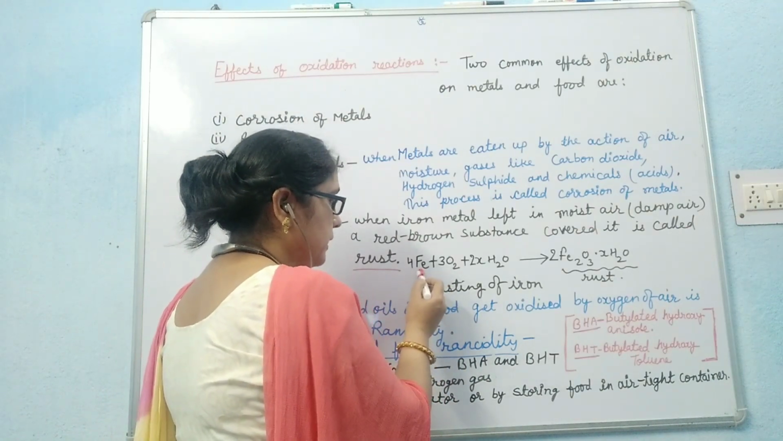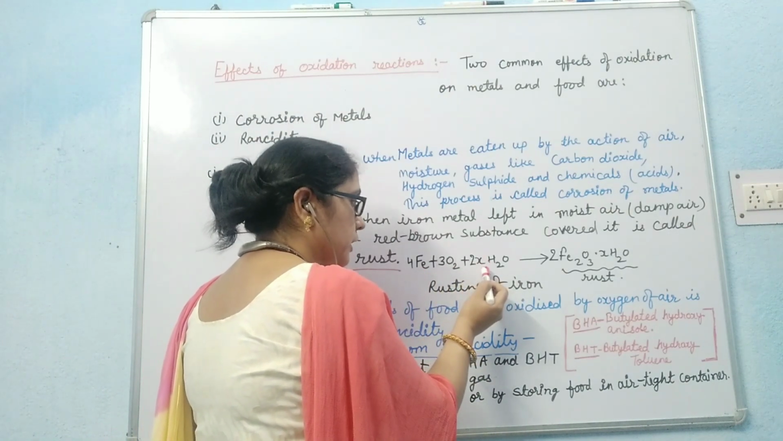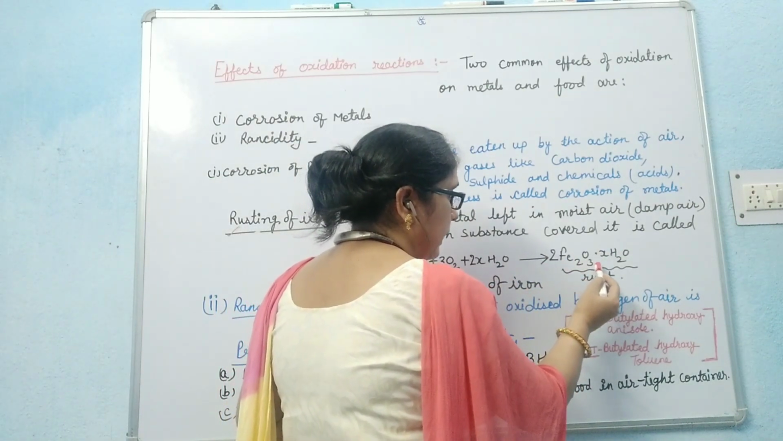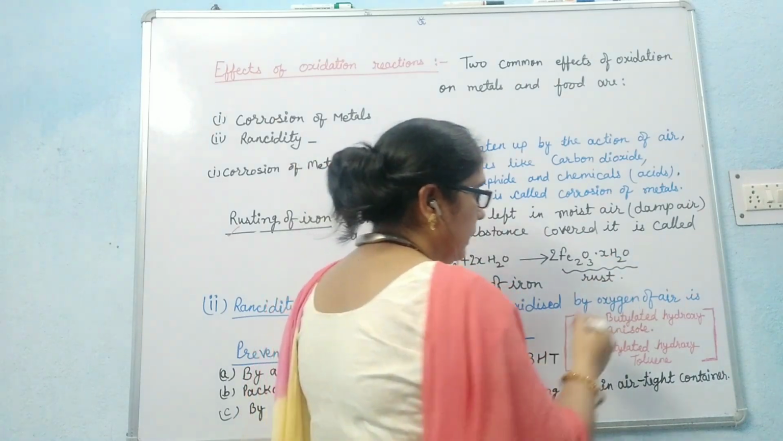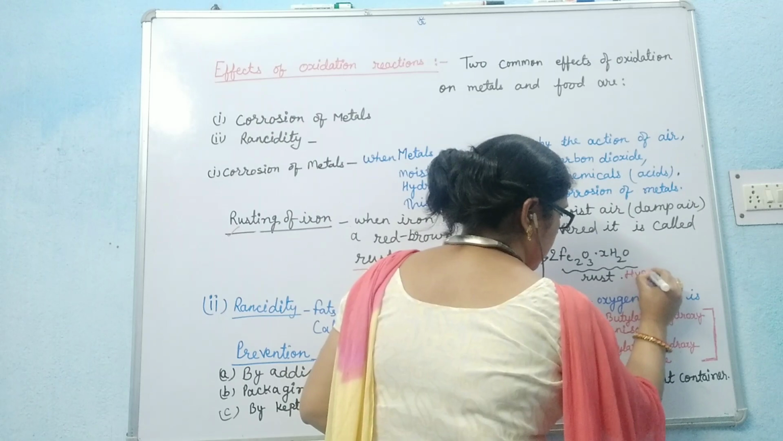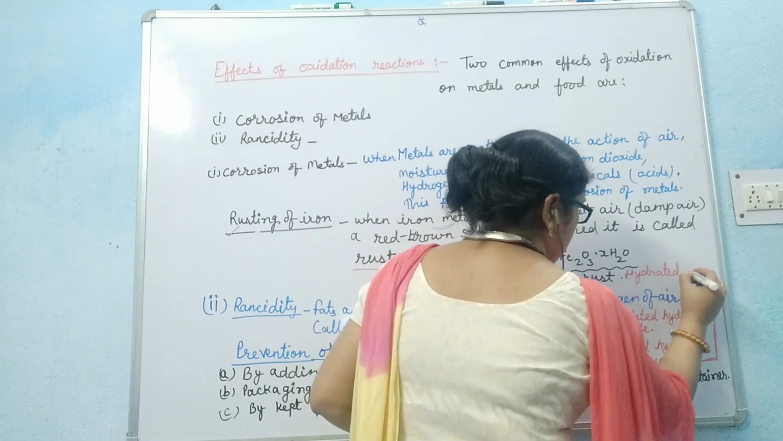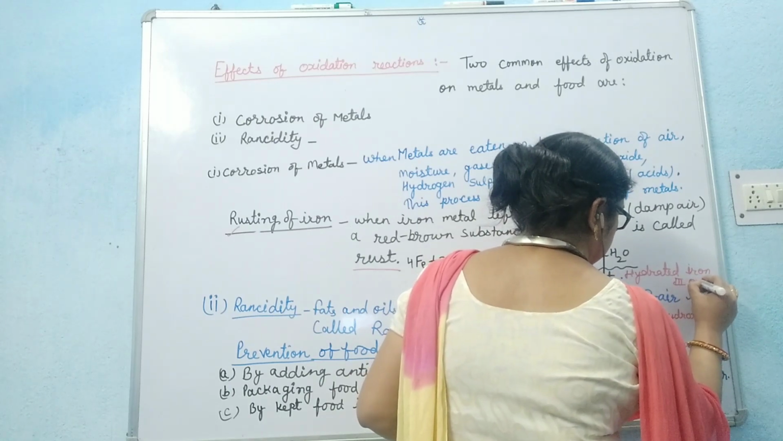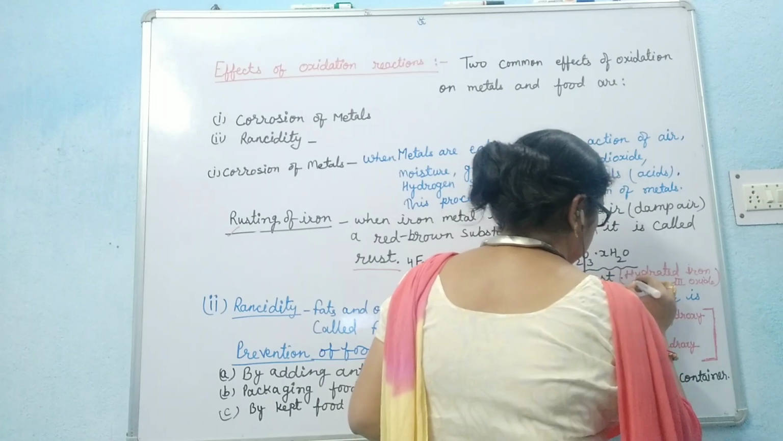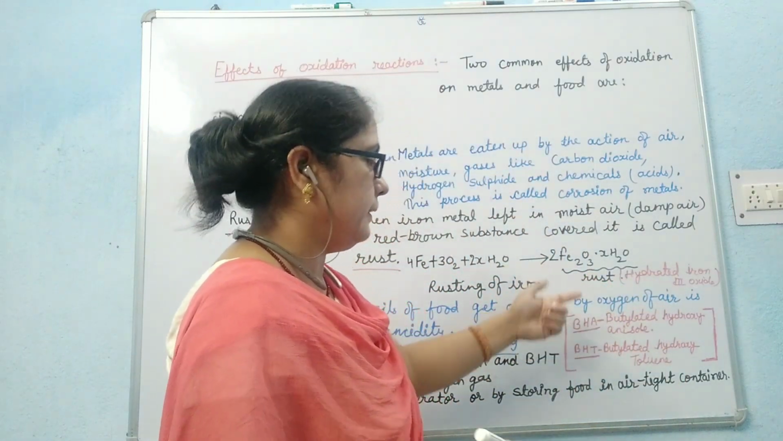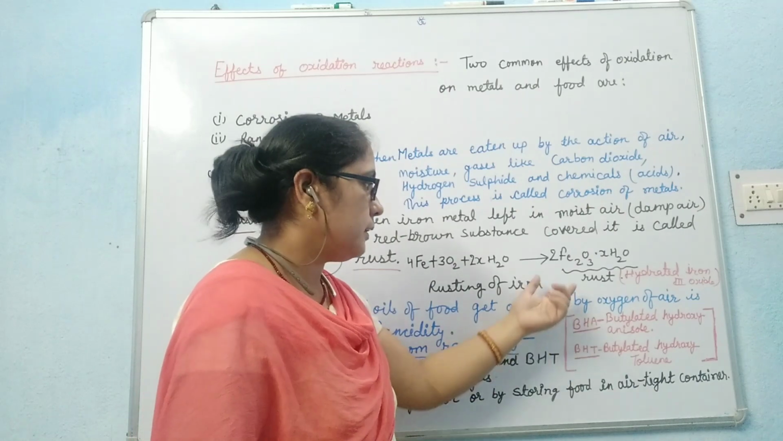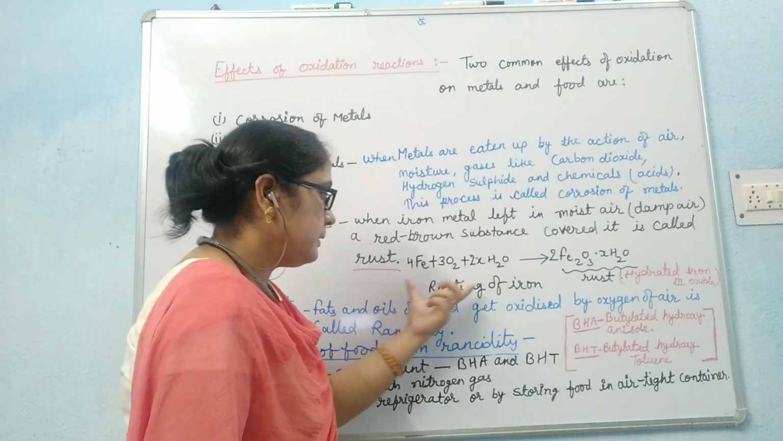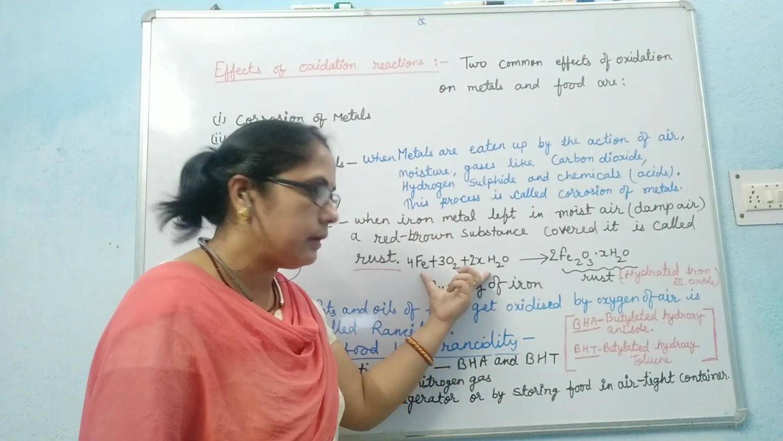So when these iron objects react with oxygen and water molecules, they form a reddish brown substance whose formula is Fe2O3·xH2O. This is called hydrated iron(III) oxide, and generally we call it rust. So the formula of rust is this one, and the chemical reaction is for rusting of iron.